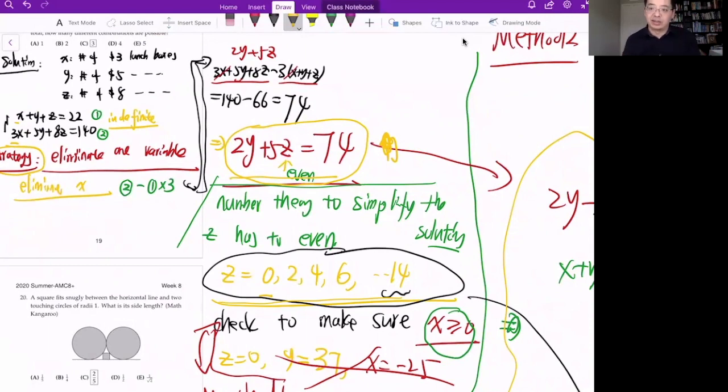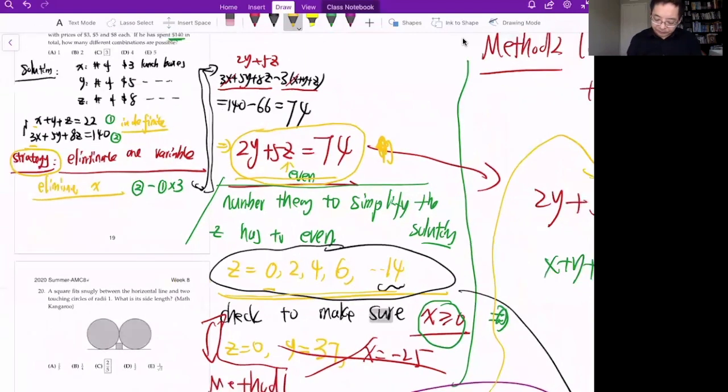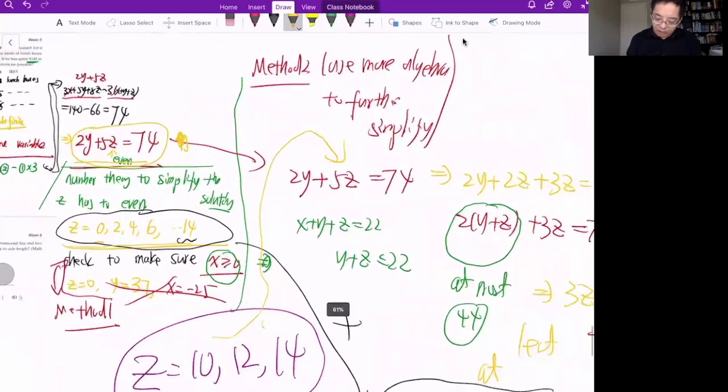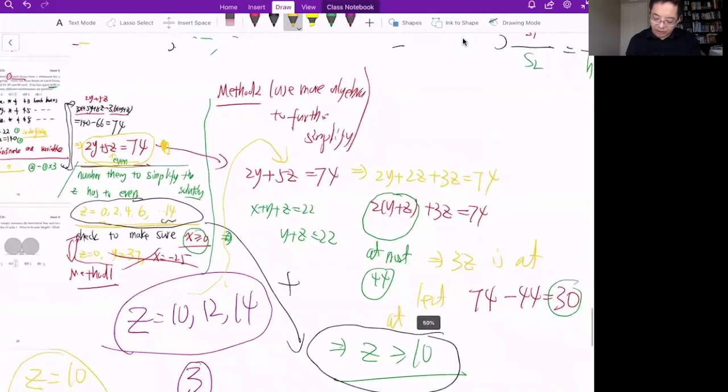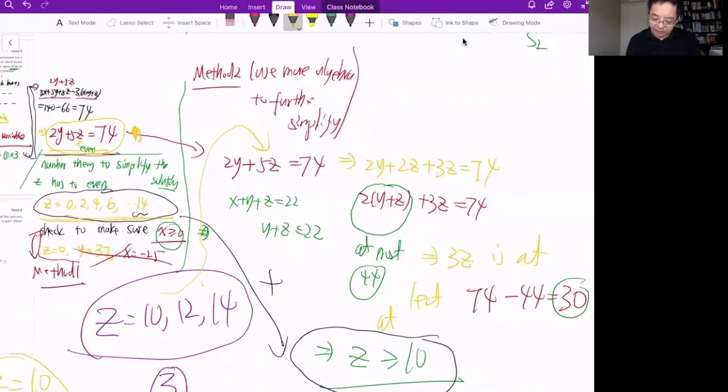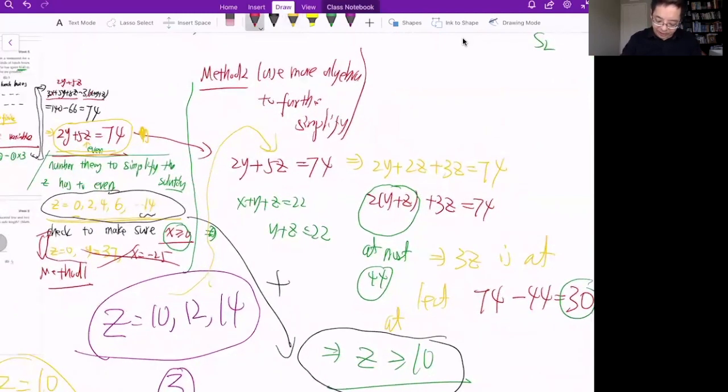And 5z cannot go beyond 74. So then we have those choices, 0, 2, 4, up to 14, and you test one by one to make sure that x is non-negative. But as I said, we can also do more algebra to simplify the situation, so we don't have to test one by one. The key is to make sure that x is non-negative, so that means we don't want y plus z to go beyond 22.